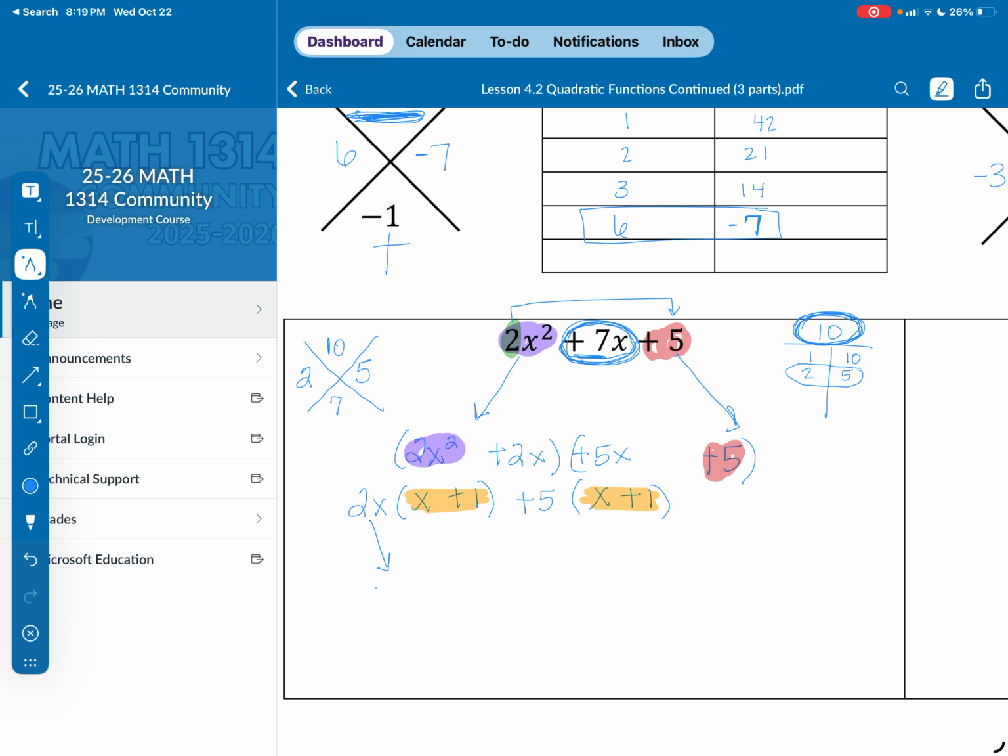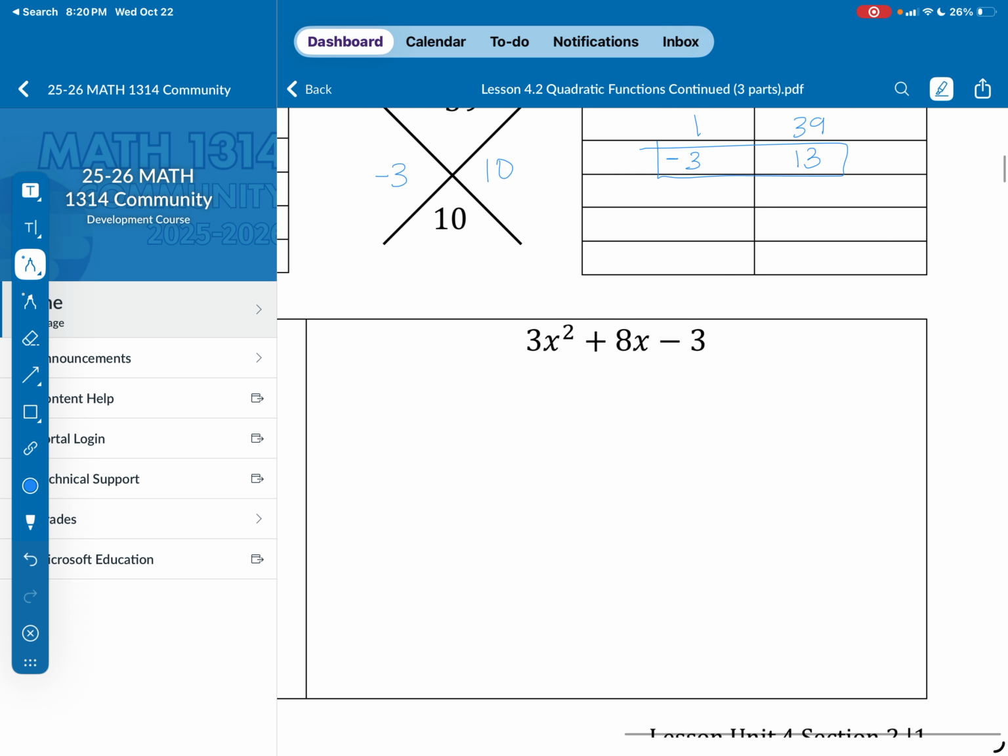We pull the 2x down and the 5. And then I pull down one of the sets of parentheses that matched. So that x plus 1 comes down one time. And then that is your answer. Okay? All right, let's go over here. If you need some time to process that, remember, just pause the video here, okay?